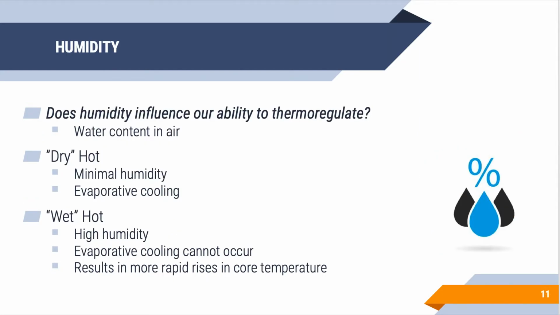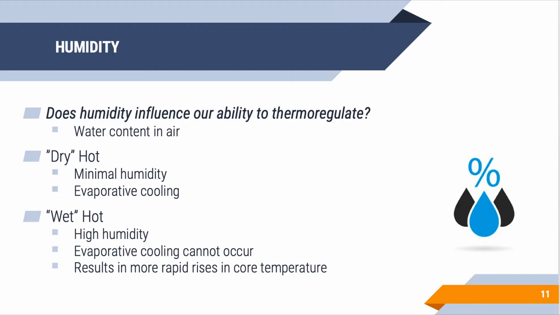Another factor we need to consider is whether humidity can influence our ability to thermoregulate. So humidity is really the water content in the air that we're surrounding ourselves with. We can have dry hot or we can have wet hot conditions. So dry hot is minimal humidity. And in dry hot conditions, what it's characterized by is the ability to have this evaporative cooling. So we sweat, it is soaked up into the atmosphere.